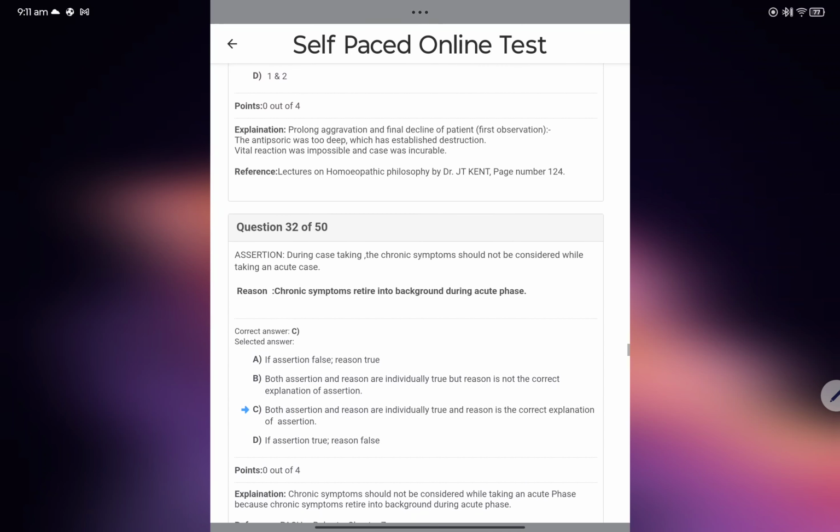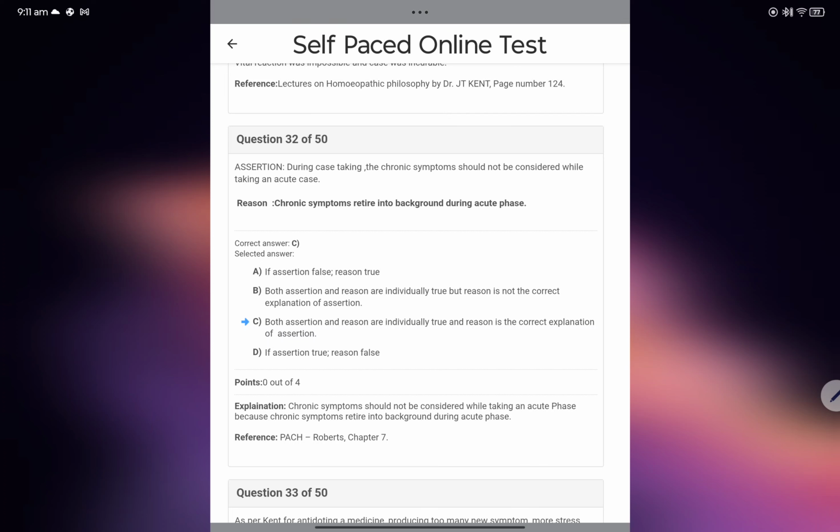Okay, next question. This is an assertion reason based question. Assertion is, during case taking the chronic symptoms should not be considered while taking an acute case, and reason is chronic symptoms retire into background during acute phase. Okay, so both assertion and reason are true, and it is the correct explanation also. Chronic symptoms should not be considered while taking an acute case, because chronic symptoms retire into background during an acute phase.